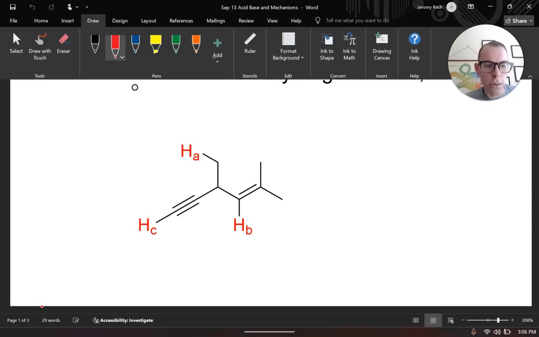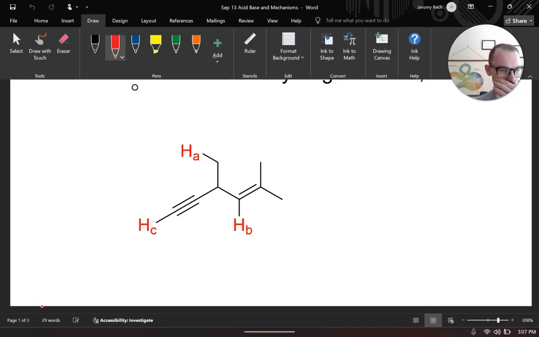Overall, we have a total of 3 different possibilities, HA, HB, and HC. And what we want to do is think about which of these is going to be the most acidic. So if I reacted this with a strong base, which would be the proton that would be removed? Go ahead and pause the video and think for a second which one you think is the most acidic and rationalize why.